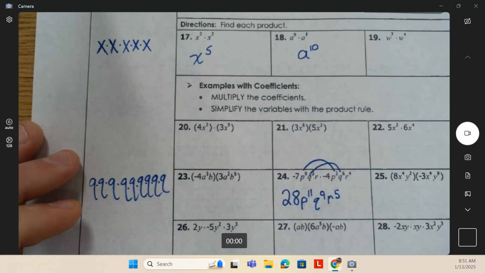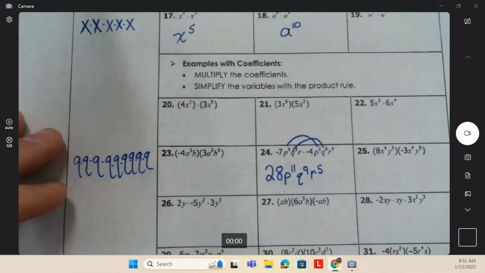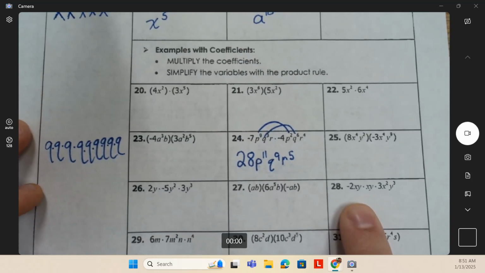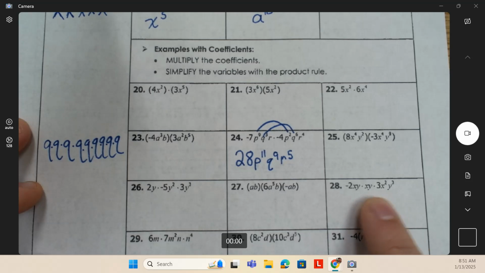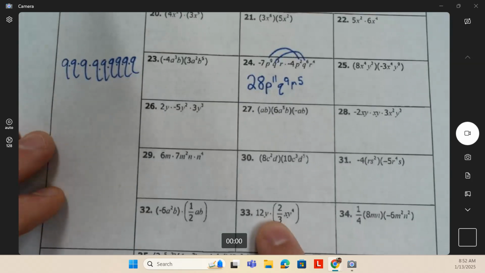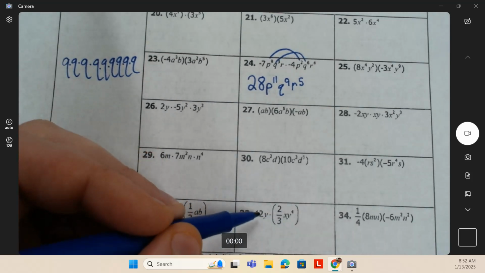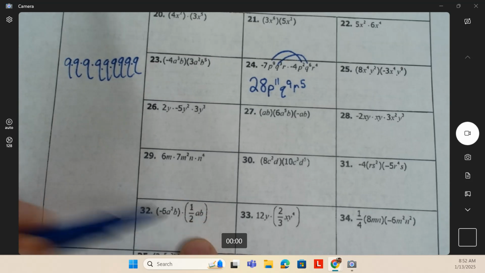As you look through these, it doesn't get much more complicated than that. No matter how they're split up, even if you have multiple things added together, multiply the coefficients together, then add the exponents for the x's, then for the y's. That goes the same throughout. Remember down here when you're multiplying fractions or fractions and whole numbers, you'll just multiply the whole number times the top. So this would be 12 times 2 divided by 3. This would be negative 6 times 1 divided by 2.